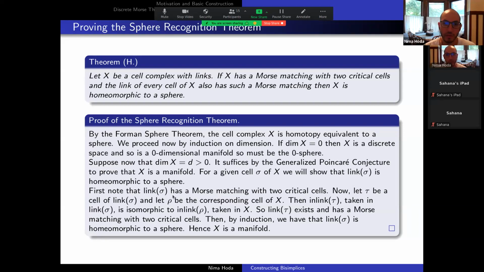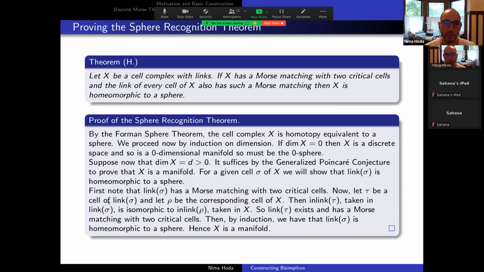We'd like to show that the link of sigma satisfies the conditions of the theorem. So we want to also know that links of its cells have Morse matchings with two critical cells, and also that links exist, first of all. And then we're done by induction.